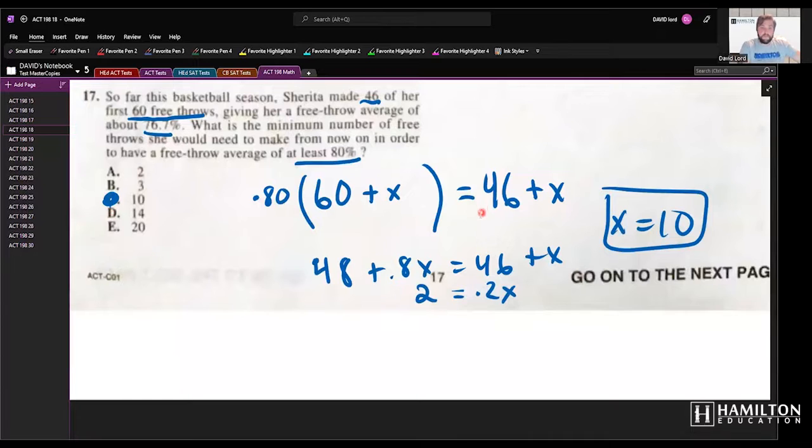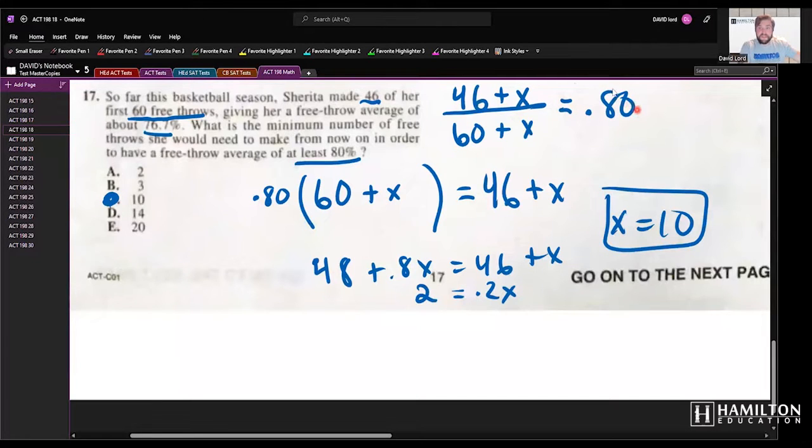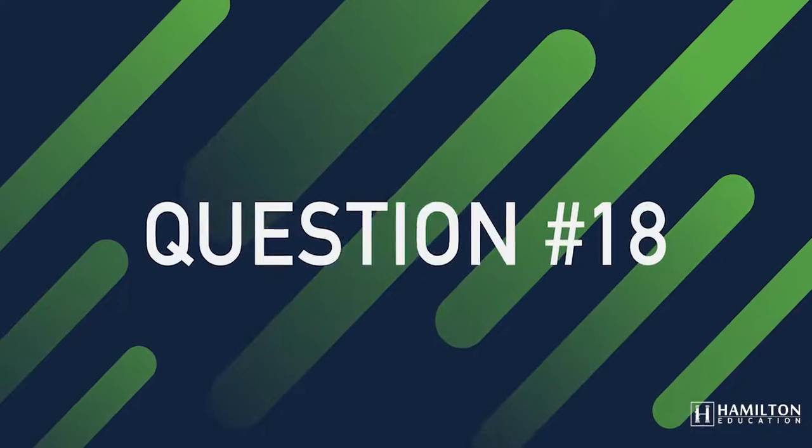Another way of solving this problem is to make it into an average. The problem with making it into an average is that you might get stuck on this last part of the 80%. Let's start setting it up. She's already made 46, but she's going to make some more shots. Her total number of shots will be 60 plus x, and then this will equal not 80, but 0.8, because we have to make the percent into a decimal. And then we multiply both sides by 60 plus x and start solving it. And you can see that this eventually leads down to the work we have below. So both will work. Question number 18.